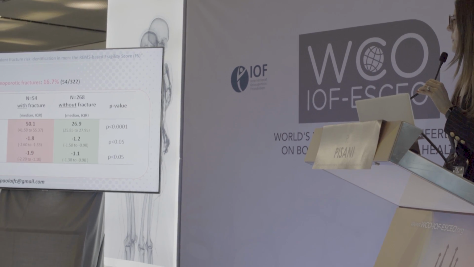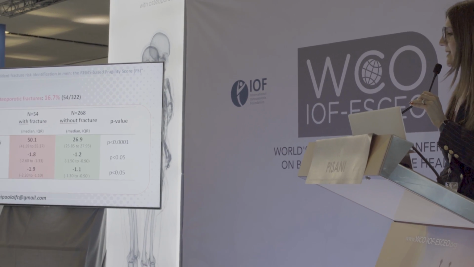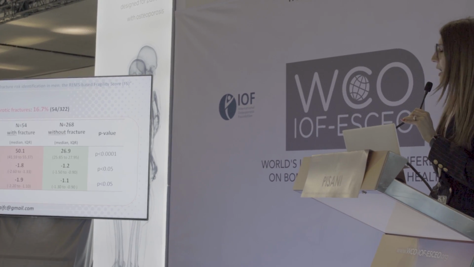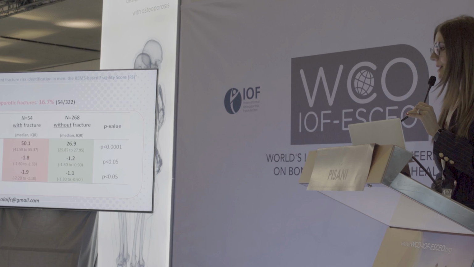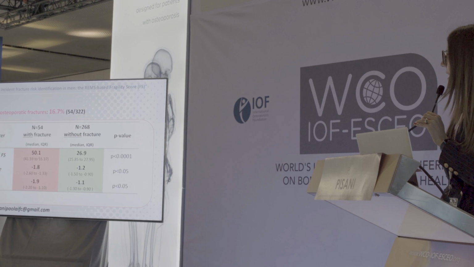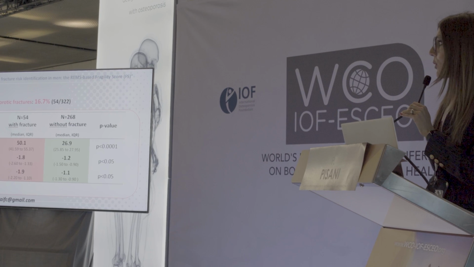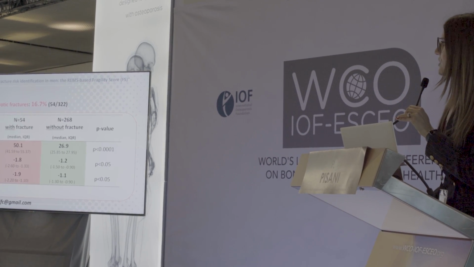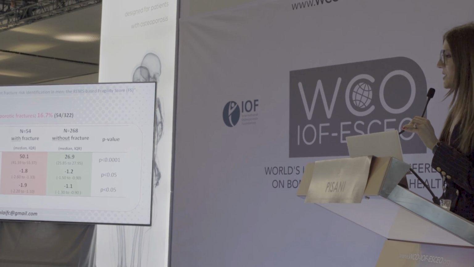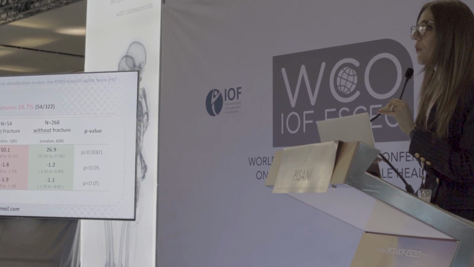In this table, we find the REMS-based fragility score values together with the REMS T-score and DXA T-score measured in both groups, fractured and not fractured ones. In particular, as we can see, significantly lower T-score values were detected in fractured patients with respect to not fractured ones. And on the contrary, as expected, fragility score values resulted higher in fractured patients with respect to not fractured ones, confirming the compromised structure of fractured patients.